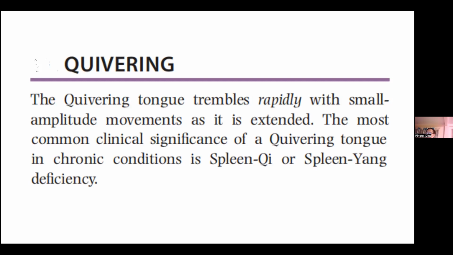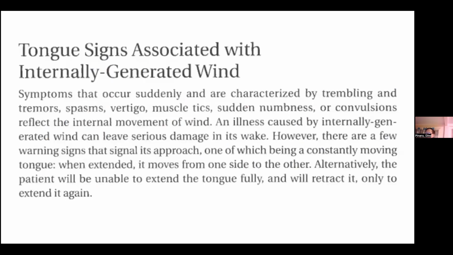Tongue signs associated with internally generated wind. Symptoms that occur suddenly and are characterized by trembling and tremors, spasm, vertigo, muscle tics, sudden numbness, or convulsions reflect the internal movement of wind. An illness caused by internally generated wind can leave serious damage in its wake. However, there are a few warning signs that signal its approach, one of which is a constantly moving tongue. So, we can immediately see the sign of a moving tongue. When extended, it moves from one side to the other. Alternatively, the patient will be unable to extend the tongue fully and will retract it only to extend it again. So, that is internally generated wind.